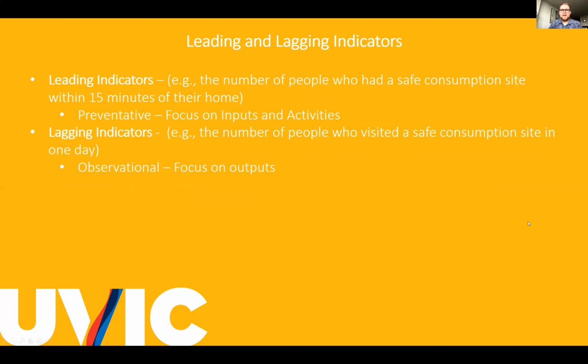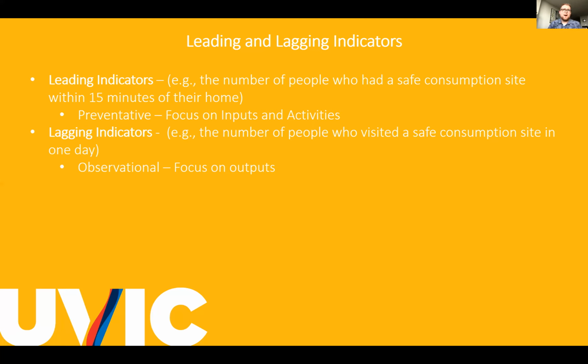Now, there are two types of indicators that we are often concerned with in public health and in business operation and management. The first is leading indicators. These are the sorts of things that occur before the theory of action is really at play. So we tend to think of these as a bit preventative. They focus on inputs and activities. An example that I have here on the slide is the number of people who had a safe consumption site within 15 minutes of their home, right? Because that's a necessary condition for some other things to occur.